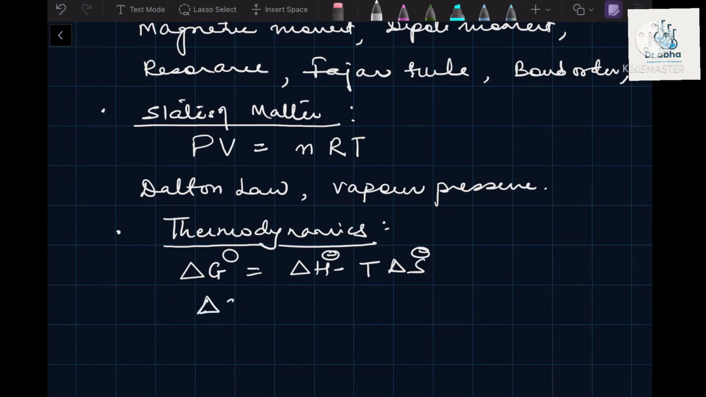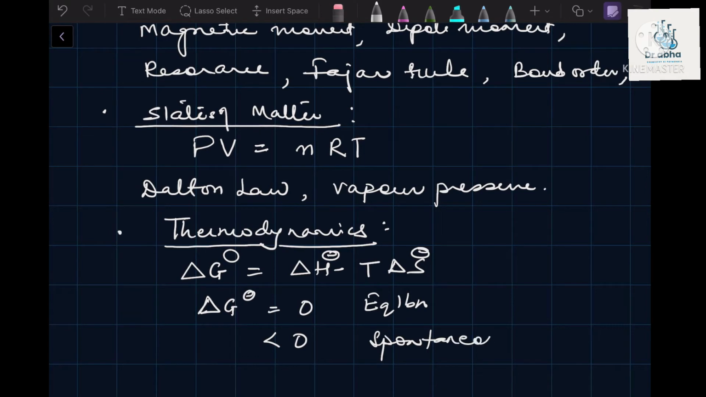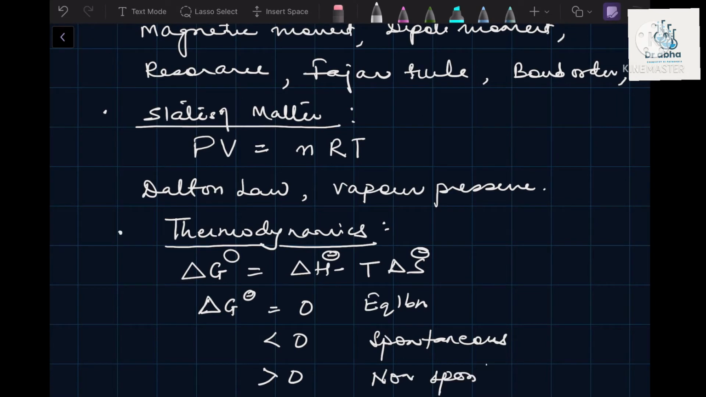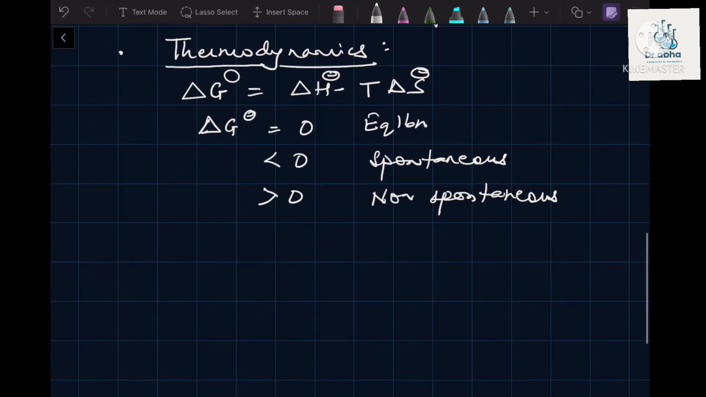You know that delta G, if it is 0, the reaction is in equilibrium. If it is less than 0, reaction is spontaneous, and if it is greater than 0, reaction is non-spontaneous. So a student of class 12 has to have an idea of these, right? Or even if you are doing class 11 beta, you have to be slightly more careful about these topics.